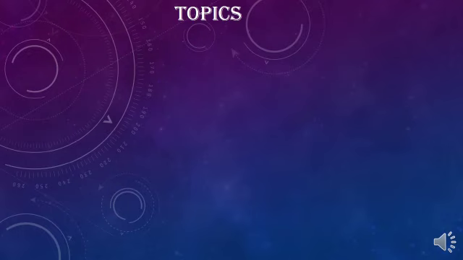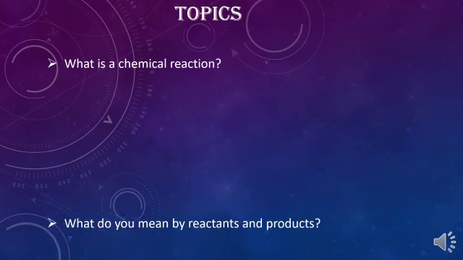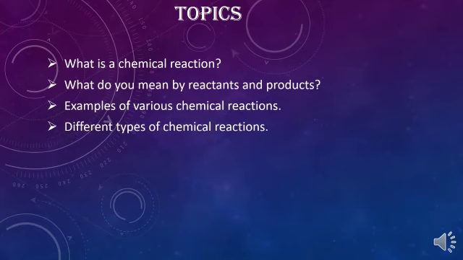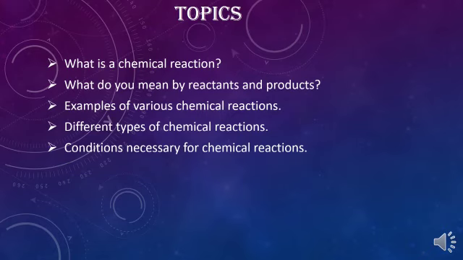This video is meant for students of Standard 9, subject chemistry and from chapter 2, chemical reactions. In this video, you are going to learn the following topics. They are: what is a chemical reaction? What do you mean by reactants and products? Examples of various chemical reactions, different types of chemical reactions, and the conditions necessary for chemical reactions. Today I want to explain to you in brief about chemical reactions and their types.